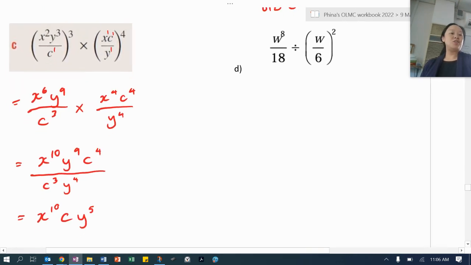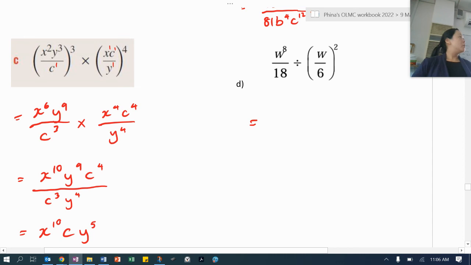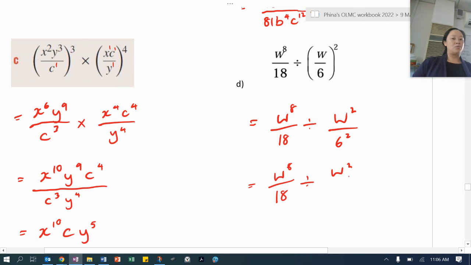Okay. Last one. Bit of fraction as well here. So I had to throw one in. All right. So first thing we want to do is work on the brackets before we do anything else. So I'm going to start by writing everything else out. And we're going to work on removing this bracket first using the fifth index law. So that's going to become w to the power of 2 over 6 to the power of 2. We'll want to evaluate that before we do the fraction stuff. So w to the power of 8 over 18 divided by w squared over 36.